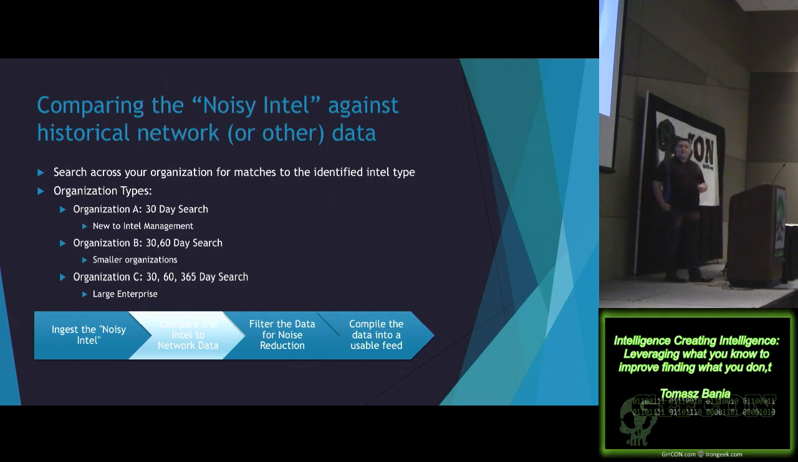I've listed out here 3 types of organizations, and this is more for presentation, but every organization is unique and different, and you're going to want to set these goalposts to what makes sense for your organization. Once again, as I mentioned earlier, you don't want to do a 1-year search on 30 days of data. It's just not going to work. So the way I've broken it down here is organization A is representative of an organization that's new to intel management. Organization B is representative of what a small organization could generally do. And organization C is what I've generally seen in large enterprises when they've pursued these kind of activities.